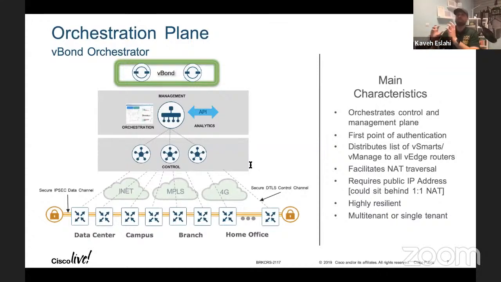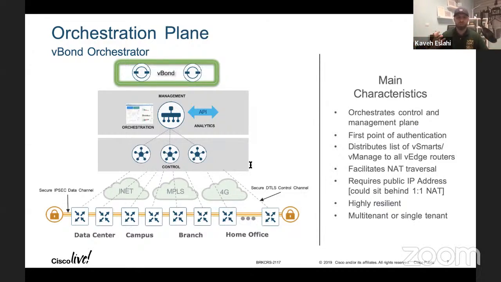When the devices are coming up to the network, the first thing that they are going to talk with is the vBound. And vBound is an orchestration plane component. This is the only component of the orchestration plane. When the devices power on, they are going to reach the vBound and try to get the information about the network. They are going to ask the vBound where the other controllers in the network are.